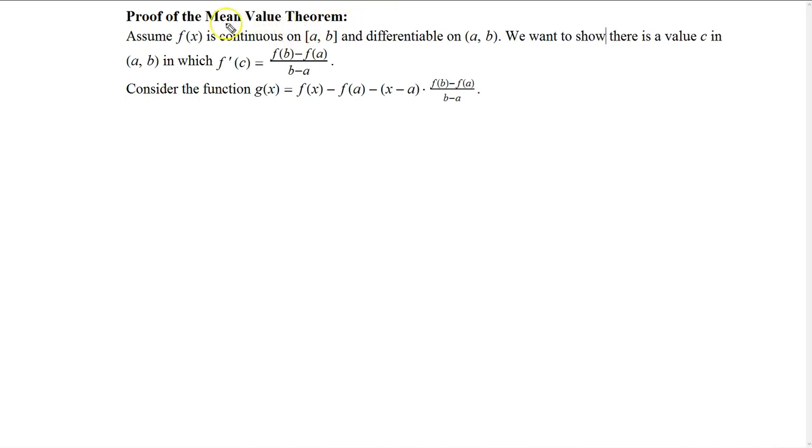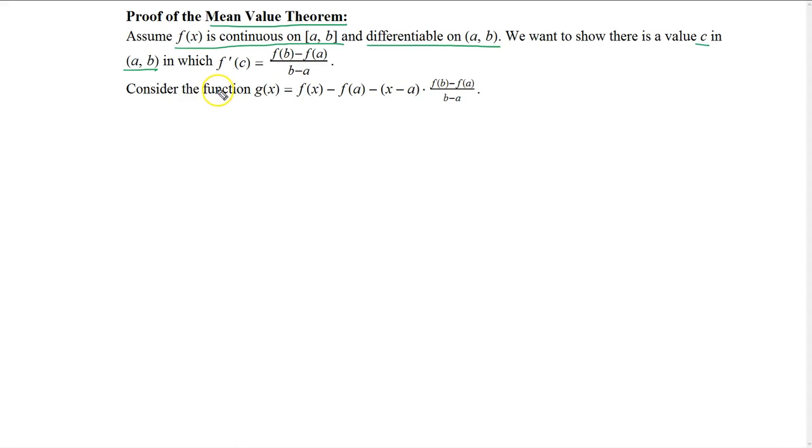In this lesson, we're going to prove the mean value theorem. So we first assume that f of x is a continuous function on the closed interval a, b, and that it is differentiable on the open interval a, b. We want to show that there is a number c between a and b in which the derivative of f at c equals f of b minus f of a over b minus a. In other words, the derivative of f at c is equal to the slope of the secant line.